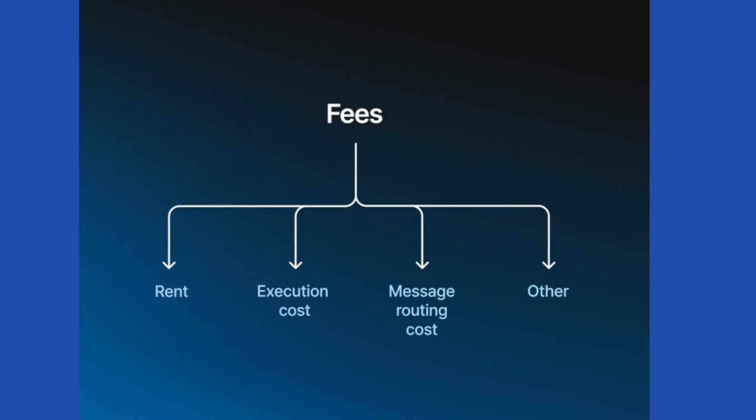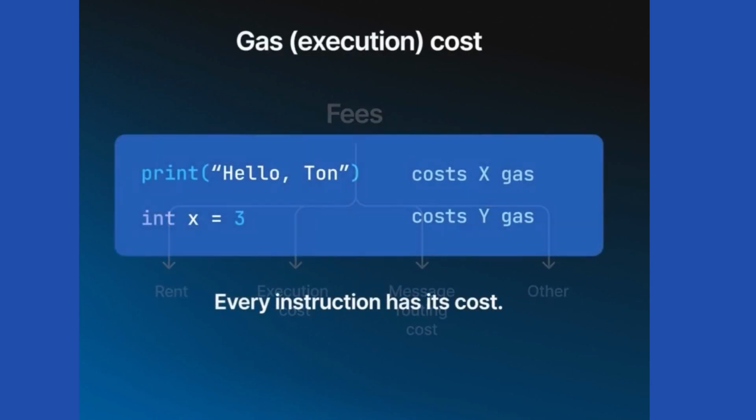First, every time you execute code on the contract, you incur so-called gas costs. Every instruction in the virtual machine, the TVM, has a designated cost in abstract units called gas. And then at the network level, there is a parameter called gas price that specifies how many TON coins you have to pay for each instruction.